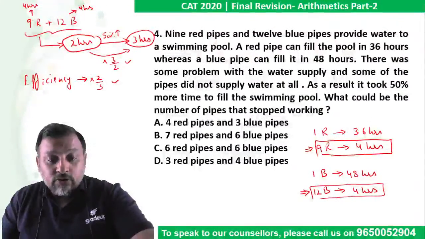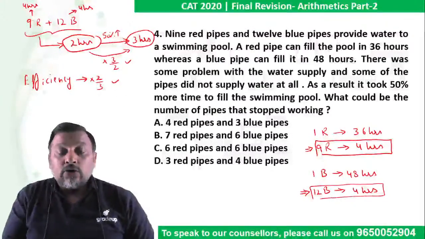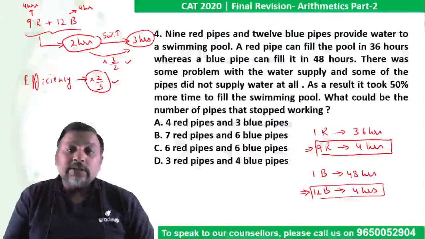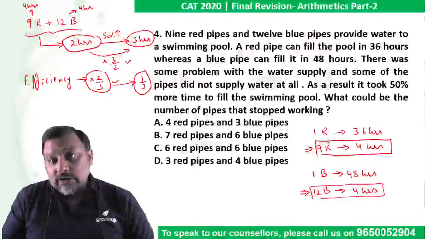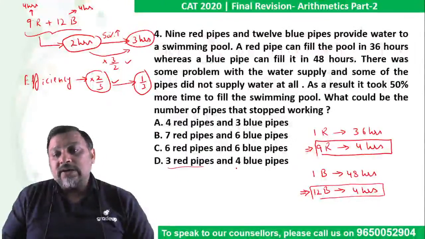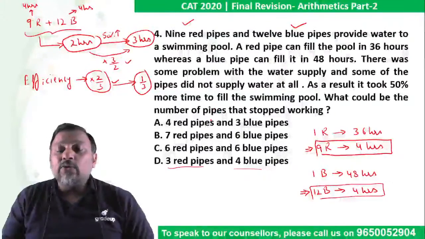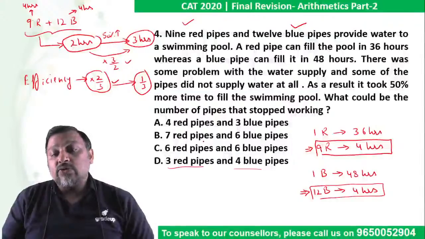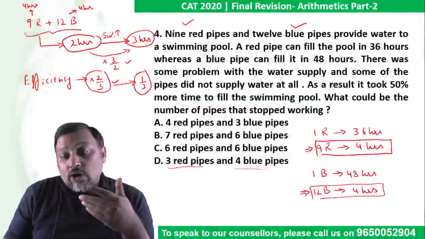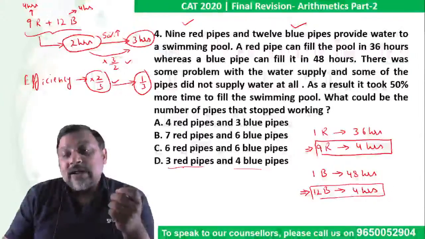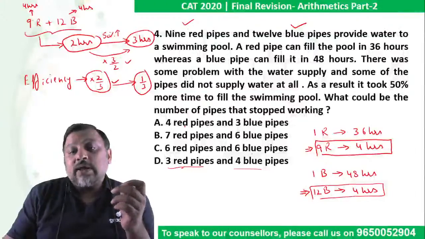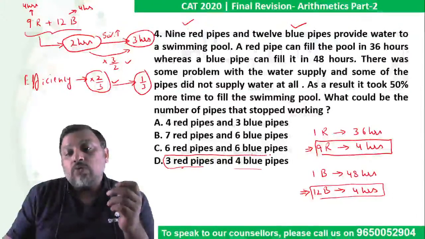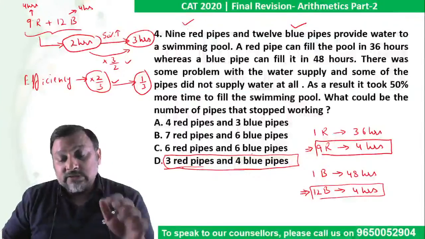Very good, Sonam. Very good, Taran. So efficiency has become 2/3. That means efficiency has decreased by 1/3. That means 1/3 of the pipes are not working. So this option clearly gives 1/3 of this value as well as 1/3 of this value. So I don't need to calculate anything. If I just have a look at these options, I can clearly see that 3 is 1/3 of this as well as 4 is 1/3 of 12. So it has to be D option. I don't need to do anything else in this.